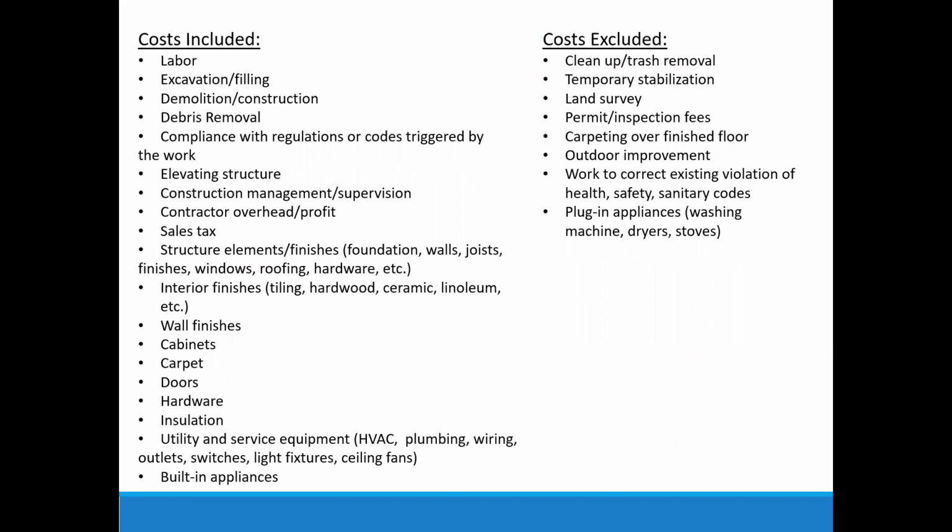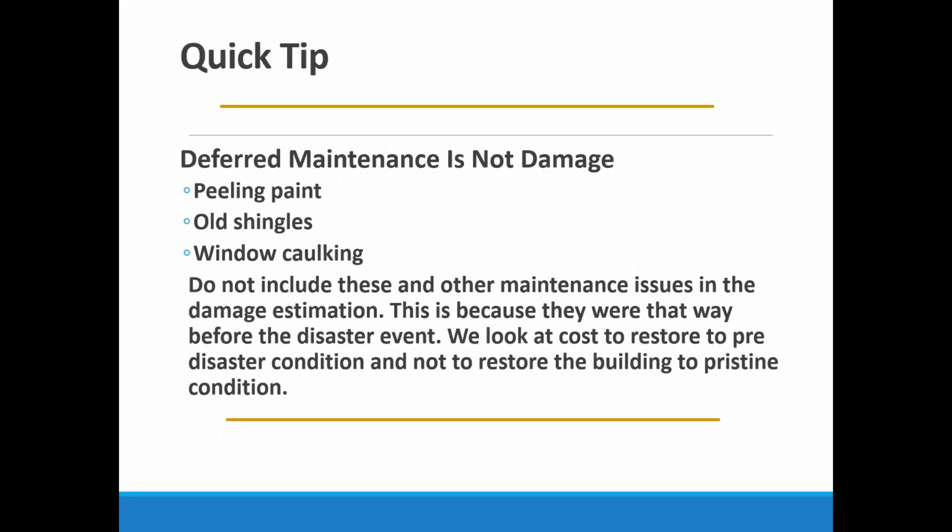And so it's pretty straightforward on costs included, like all of those materials, anything that is on or part of the structure. That includes built-in appliances, not plug-in appliances. So the costs excluded here, anything to do with the surrounding property, like lighting or landscaping, that kind of stuff, not included. The permit fees, as I said, temporary stabilization, cleanup, and existing code violations, that kind of thing. So just good to be aware of this, and definitely having your inspectors trained on what all is going to be included when you're doing your damage assessment.